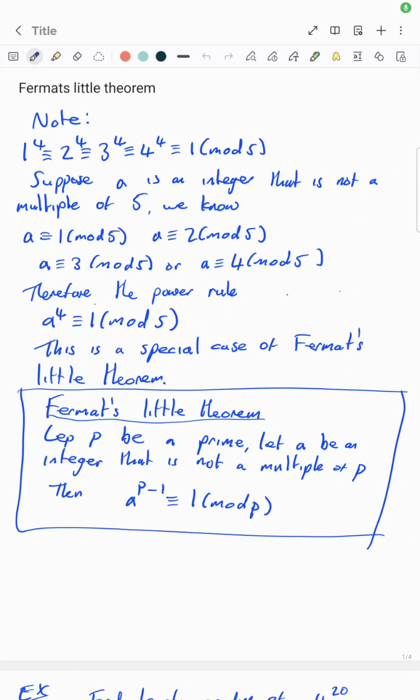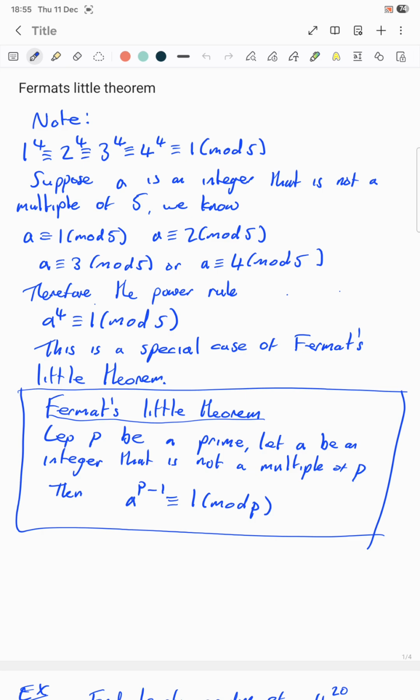Now this is moving on from the power rule that we discussed before. This is Fermat's little theorem. We note that from the power rule that 1 to the 4 equals 2 to the 4 equals 3 to the 4 equals 4 to the 4 equals 1 modulo 5.